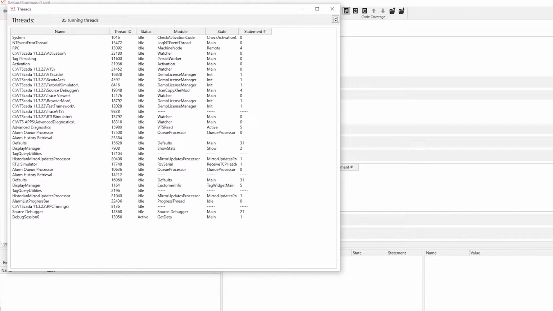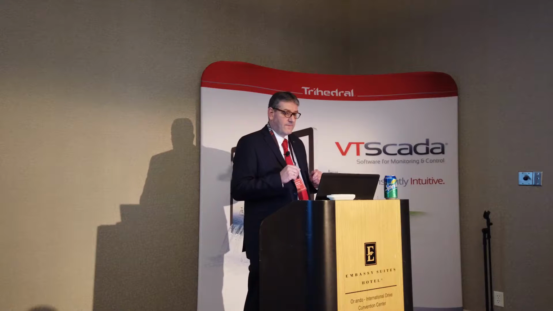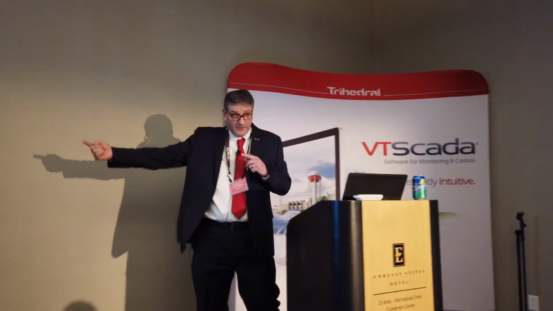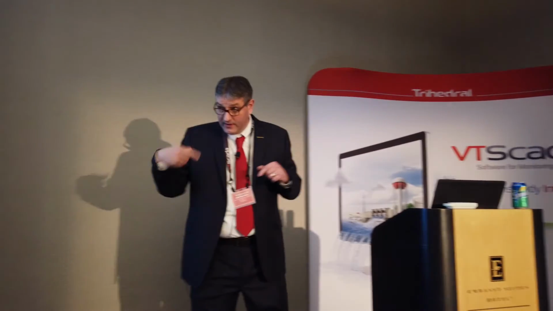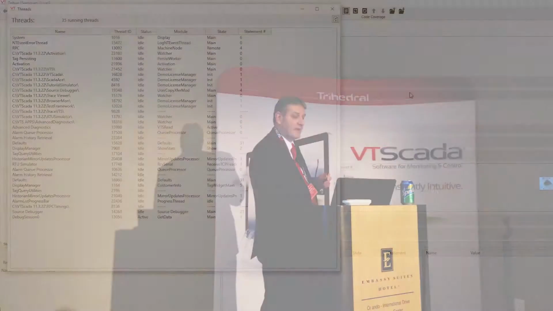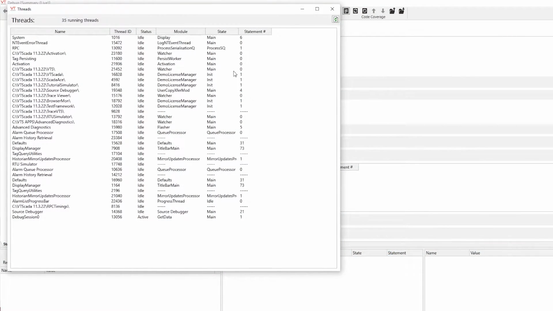The columns across that are thread ID, the unique thread ID within the system that's assigned by the operating system, and what the status is. For the most part, they're in an idle state because they're doing something and then coming back, and it's doing it so quickly that it just shows as idle. But it shows you the last module that was executed, the last state that was executed, and the last statement that was executed. And you can see that it's live refreshing at the moment, okay?